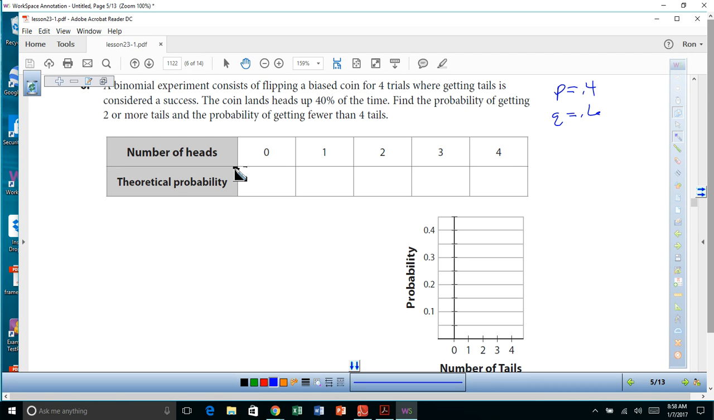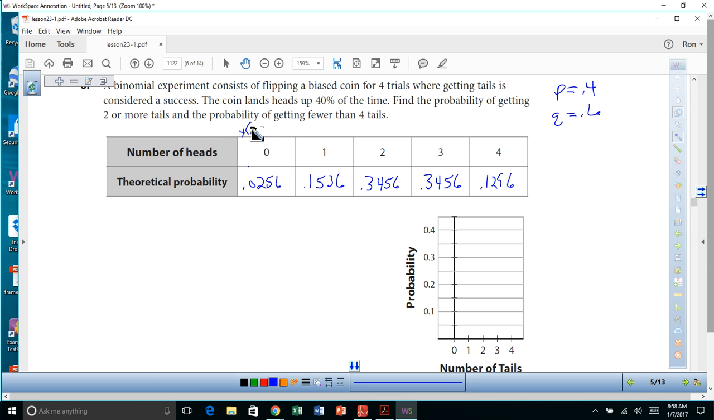All right, so probability of 0 is going to be 0.0256. Probability of 1 would be 0.1536. Probability of 2 is 0.3456. Probability of 3 would be 0.3456 and probability of 4 is 0.1296.